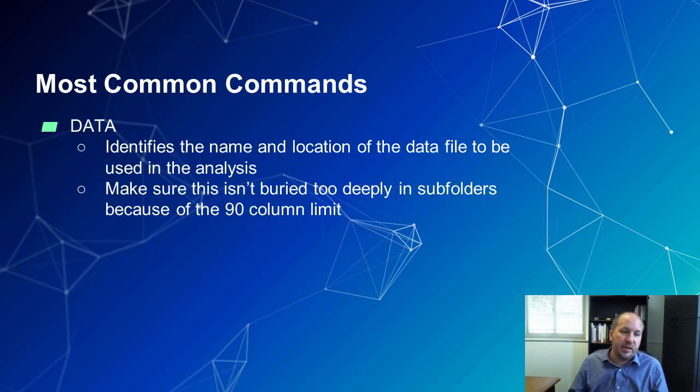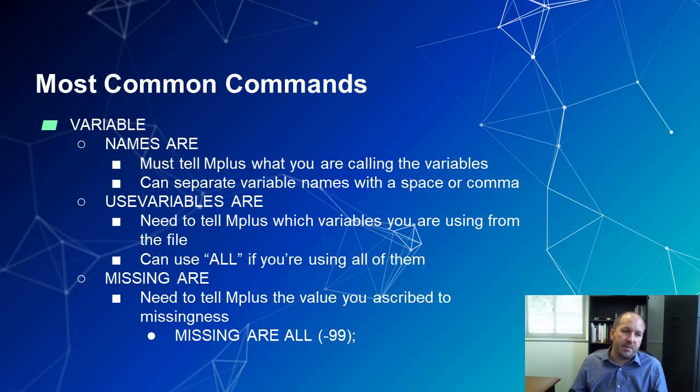Data is, it identifies the name and the location of the data file. I'll show you an example of what this looks like as we get to the end here. Variable, that command is just what variables you're using from this data file. So there are 3 subcommands you're going to use. The first is names are, what are you going to call the variables? Use variables are, what variables are you actually using from this data set? If you're using all of them, you can just say use variables are all, or use variables equals all, or use variables is all. If you're only using a few of them, you have to tell it which ones you're using.